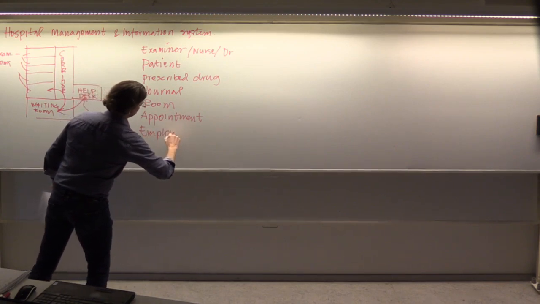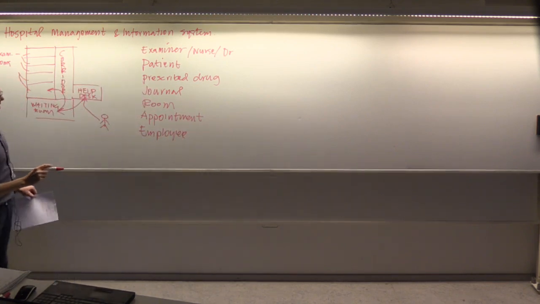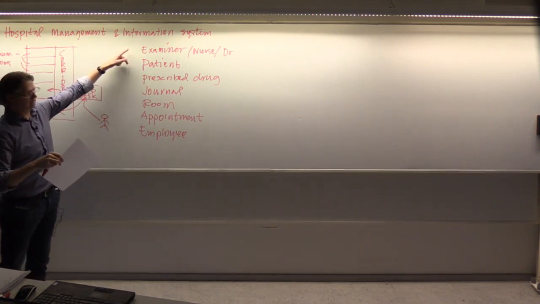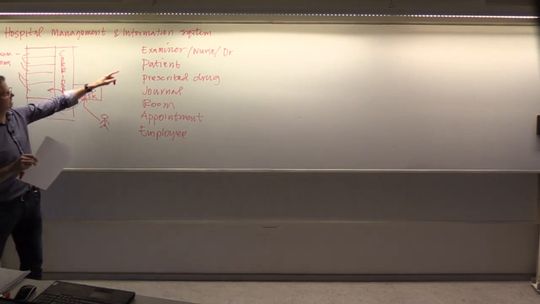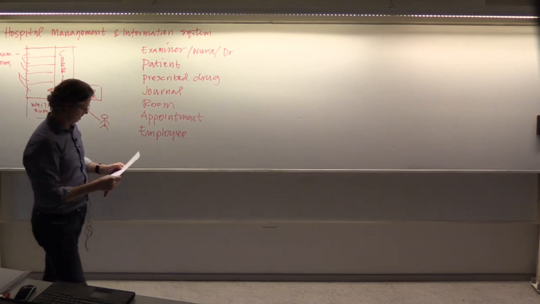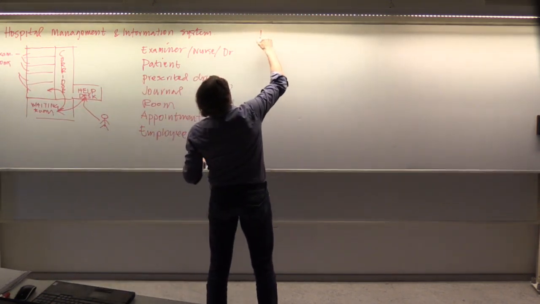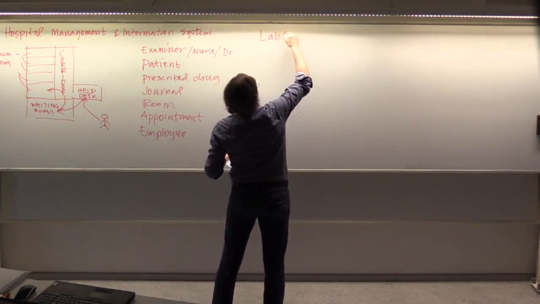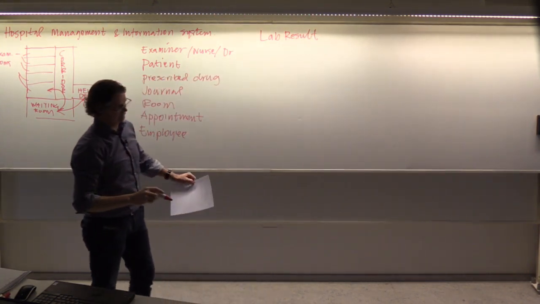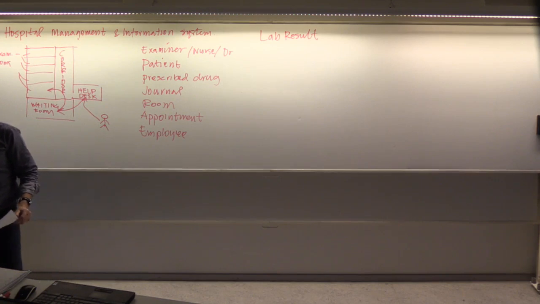Employee. Some of these are probably the same thing, so perhaps the employee and the examiner is the same thing, or that's a type and that's an entity. We might end up with a lab result. So if I'm, as a nurse, requesting some lab analysis, that might be the result of it.